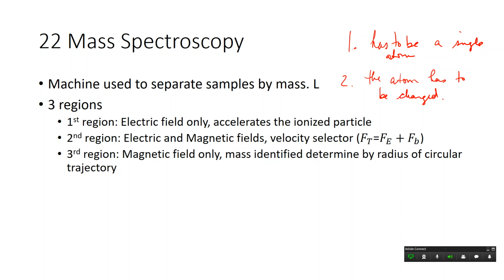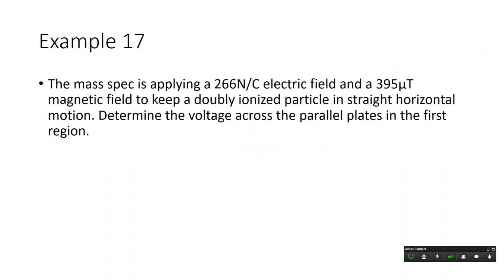Any questions on this? No problem. So the mass spec is applying a 266 newtons per coulomb electric field and a 395 microtesla magnetic field to keep a doubly ionized particle in straight horizontal motion. Determine the voltage across the parallel plates in the first region.